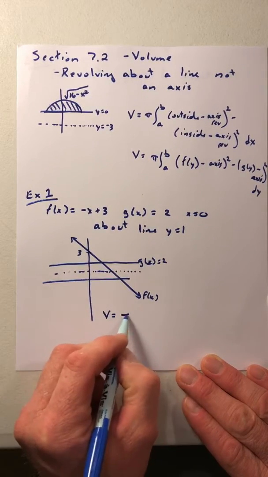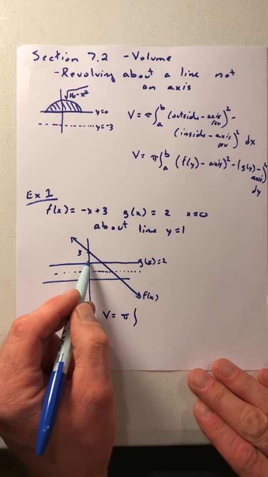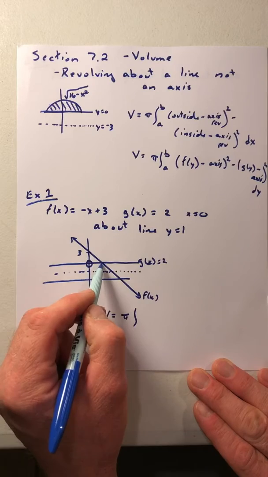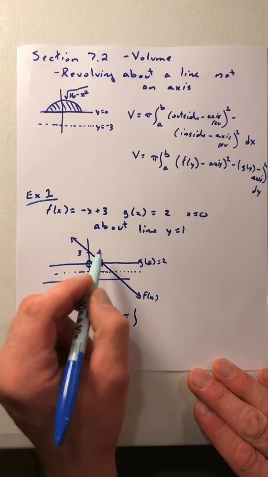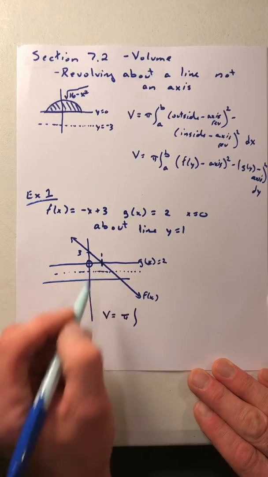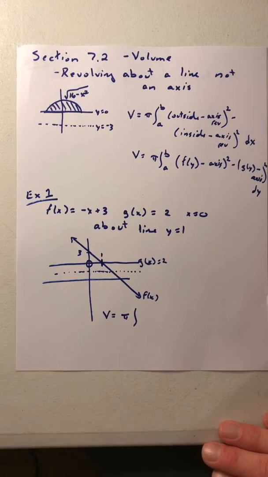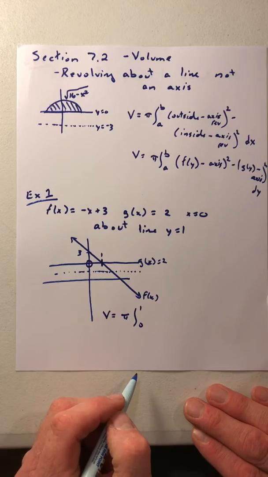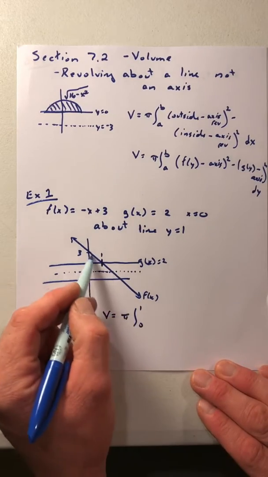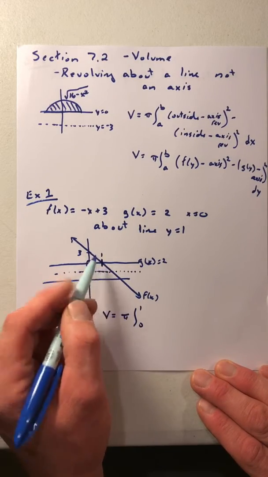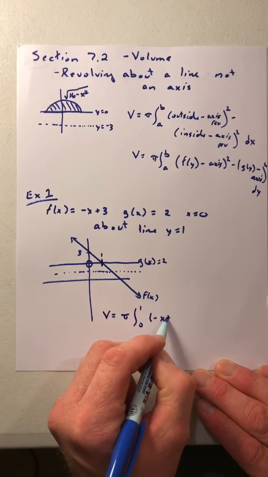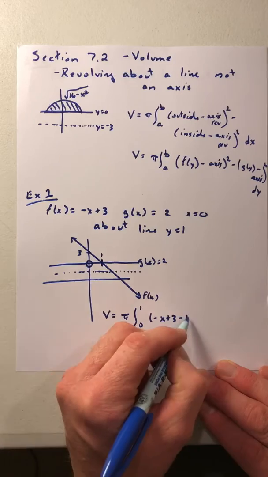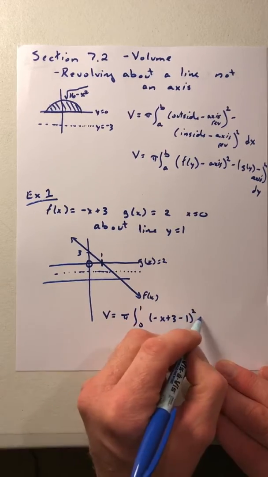So my volume becomes pi times the integration. I go from 0 here, and in this case, I've got to figure out this point of intersection. Well, that point of intersection we should see as being 1. Again, you can put that in your calculator if you need to. But we go from the integration from 0 to 1 of my outside curve this time, which is negative x plus 3, minus the axis of revolution, in this case 1, squared.